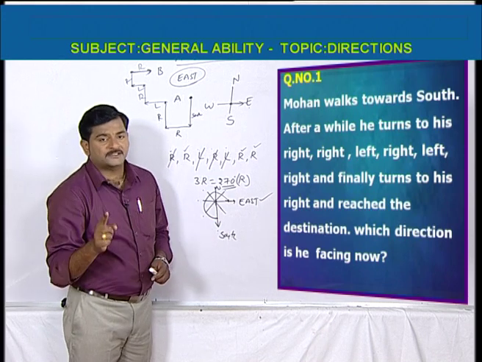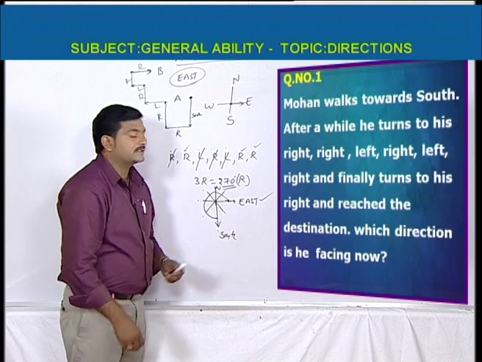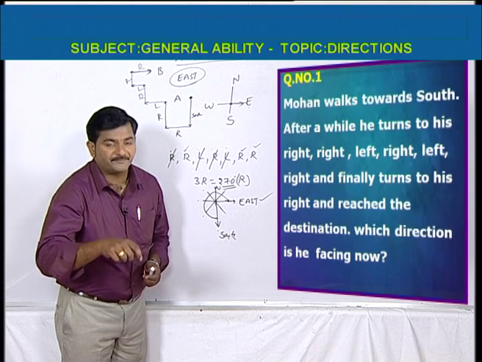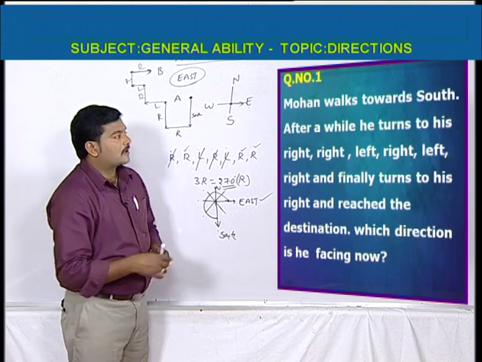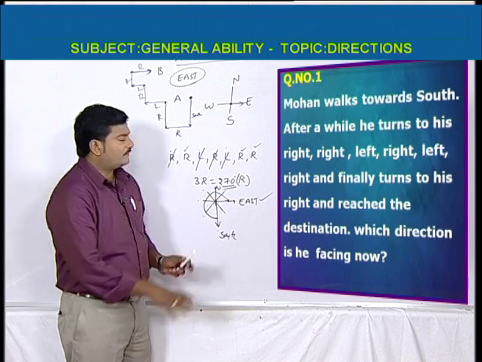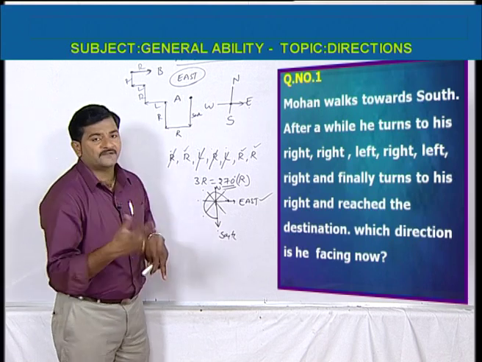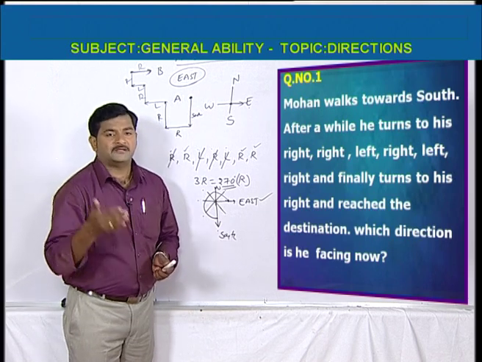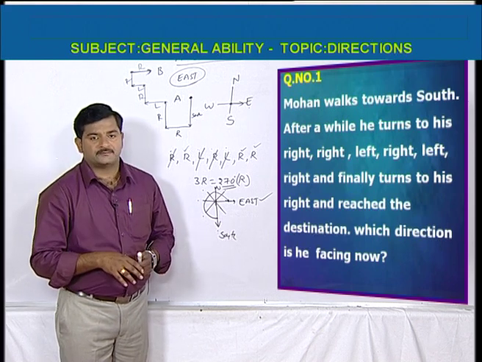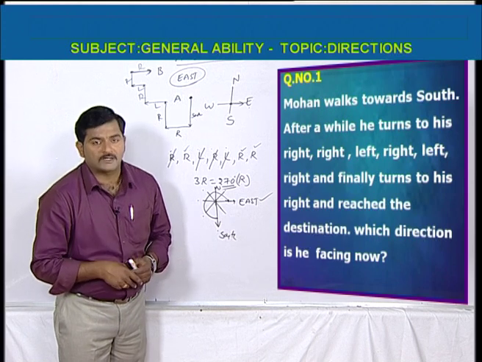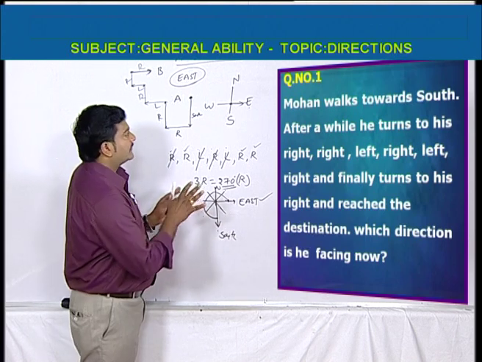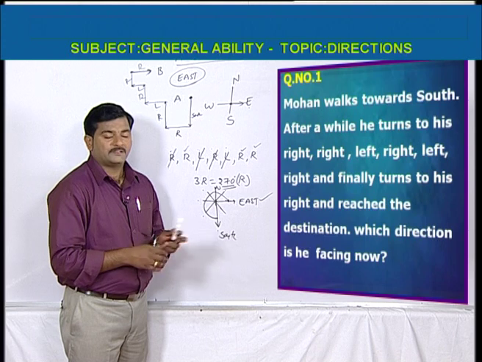After canceling rights and lefts, I am getting 3 rights. 1 right is equal to 90 degrees, 3 rights is equal to 270 degrees. So initially Mohan is walking towards south. From south direction on the right side we have to apply how many degrees? 270 degrees. Hence we are getting which direction? East direction. If you follow this method, how many rights or lefts there are is no issue. Simply we apply the remaining rights or lefts to the initial direction, because initially Mohan is walking towards south. Hence the answer for this question is east direction.